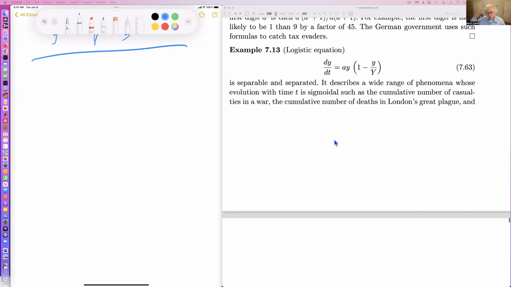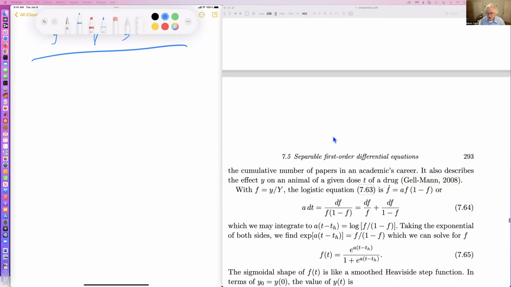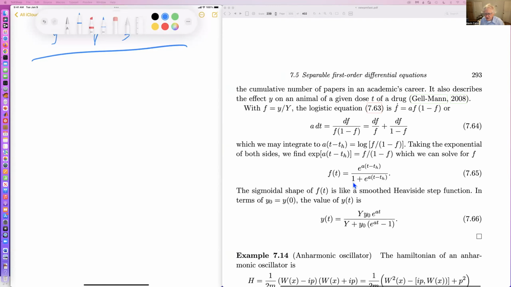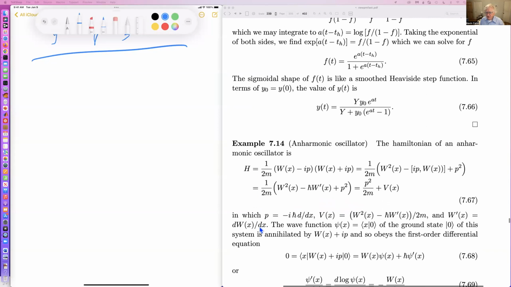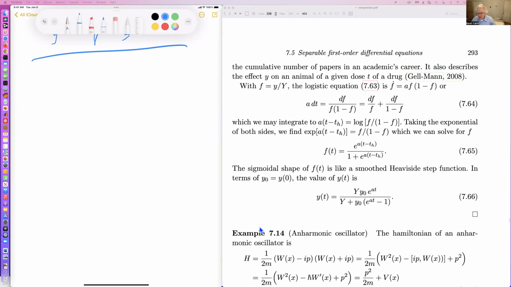Here's the logistic equation, which is a famous equation because it has a simple solution. What we do is we can just rewrite it as a dt is this, so it's separated. We can then rewrite that in this way, and we can integrate it, and we get then that f of t is e to the a(t minus some particular t) over 1 plus e to the a(t minus some particular t). And in particular, the sigmoidal, do I have a, no, I don't have a figure, so I'll draw you a figure here.